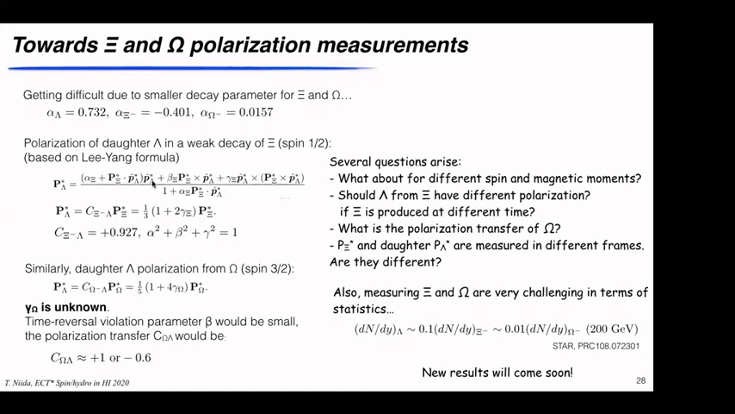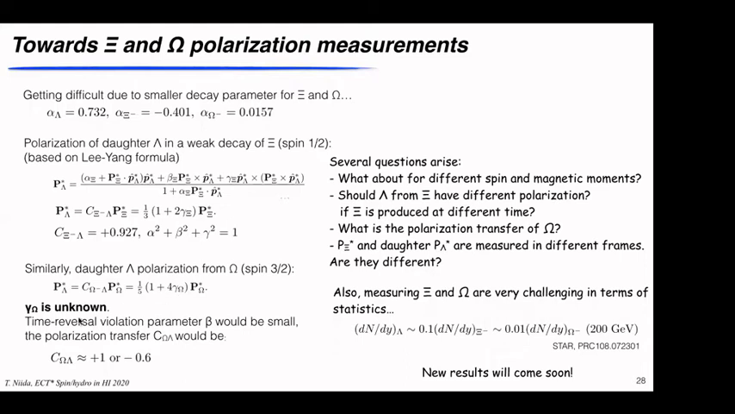This is a formula based on the literature for the daughter lambda polarization in the decay of Xi. Eventually, your daughter lambda polarization can be written with this simple formula. Here C_Xi-lambda is the polarization transfer, which in this case is roughly 0.9. Similarly, for the Omega case, the polarization of the daughter lambda from Omega can be written with this formula. But the problem here is that this gamma Omega is not known. It's not experimentally measured.